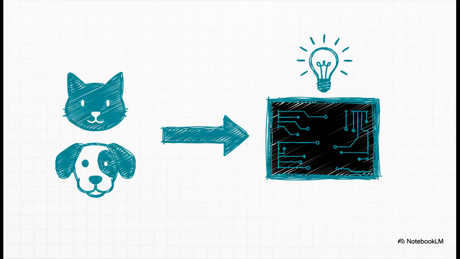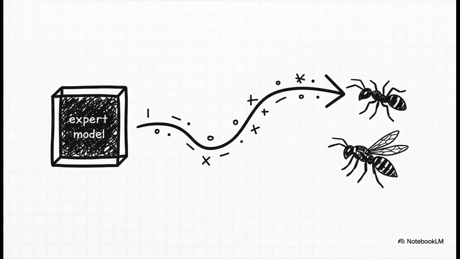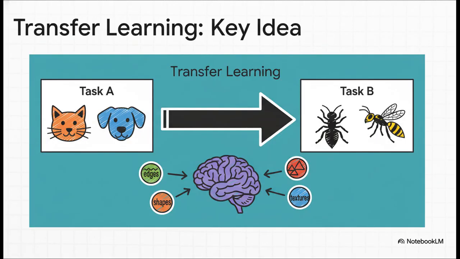Let's make this real. Imagine we have a model that's an absolute pro at looking at a picture and telling you if it's a cat or a dog. It's learned all about fur, ears, snouts, tails, the whole deal. Now we give it a completely different job. Tell me if this is an ant or a wasp. The labels have changed, the subjects have changed, but that basic knowledge of identifying shapes, edges, and textures, that's still incredibly useful. So, to wrap up transfer learning, the task is new, but that core knowledge can be transferred.